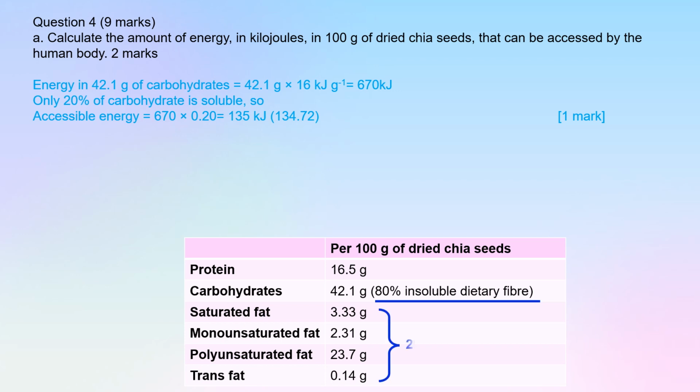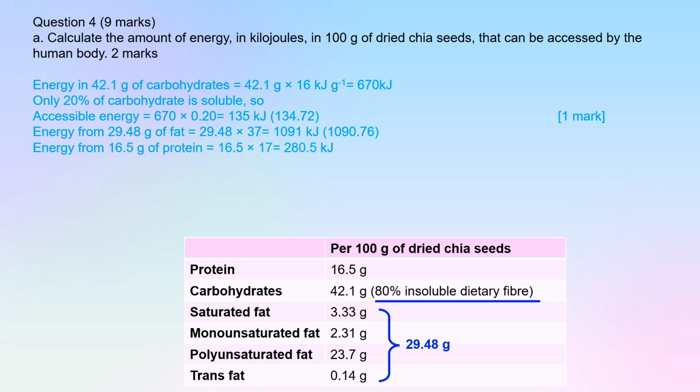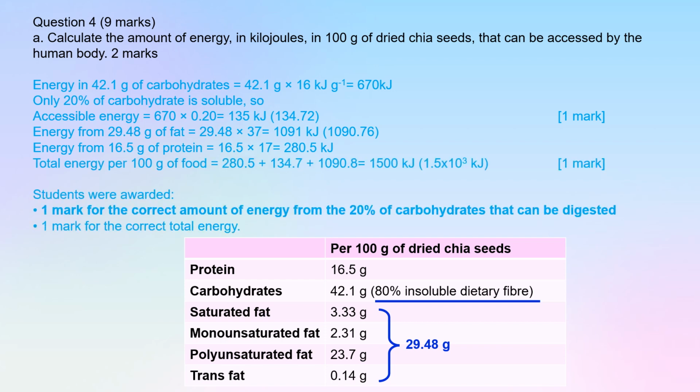Assume that all fat can be used by the human body and different fats have the same amount of energy. So, we add all the mass of fats and calculate the energy of fats. Also, we assume that all proteins can be used by the human body and calculate the energy of total protein. Finally, we add all the energy of ingredients to get the answer.